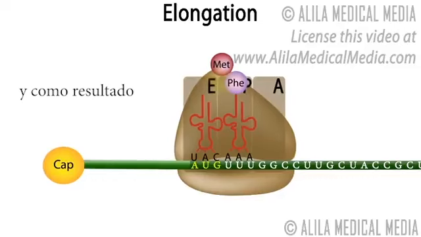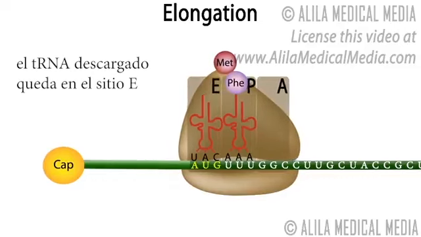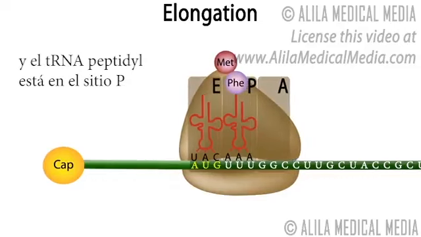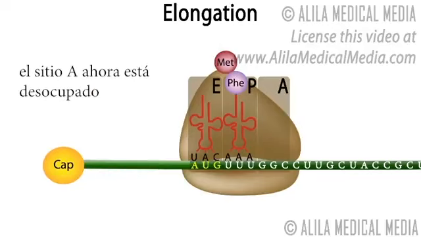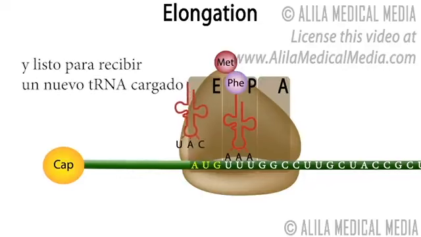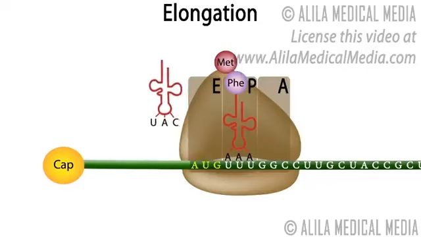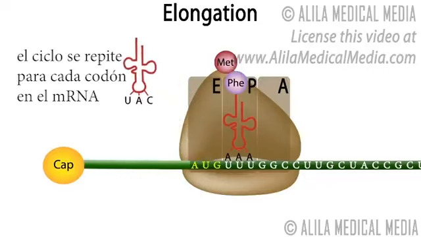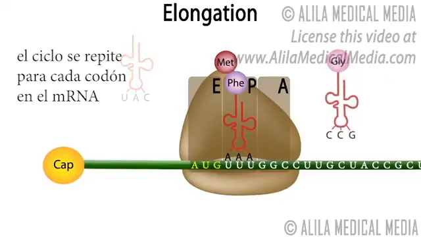As a result, the empty tRNA is now in the E site and the peptidyl tRNA is in the P site. The A site is now unoccupied and is ready to accept a new tRNA. The cycle is repeated for each codon on the mRNA.